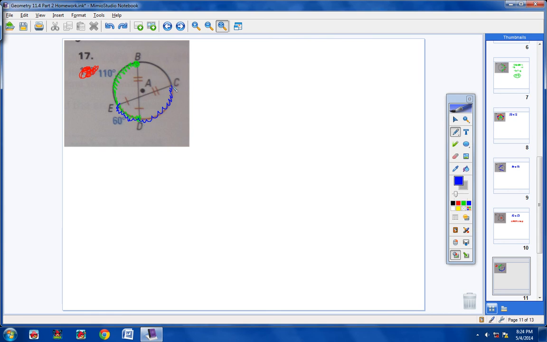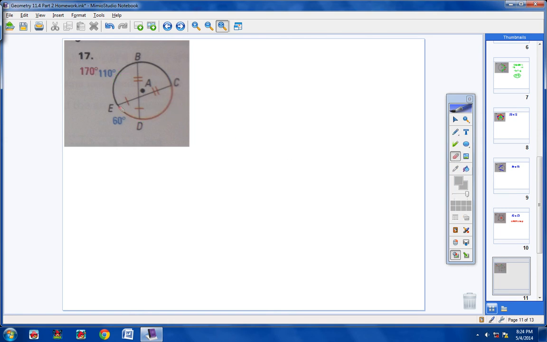Now, this whole blue arc from C to E also has to be 170. Remember, when two chords are congruent, their corresponding arcs are congruent. So if arc BD is 170, arc CE has to be 170. So if this whole arc from here all the way over to here is 170 and this much here is 60, then this has to be 110 because 110 plus 60 is 170. Now, I just showed you that from here to here is 60 and from here to here is 110.